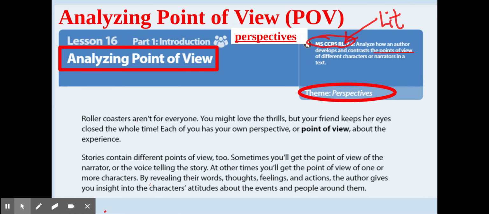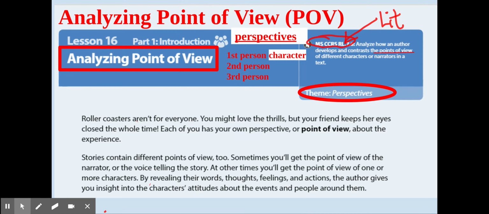Perspectives. We have three main perspectives when we deal with point of view. We have first, second, and third, and a lot of us are familiar with those. First person, we're talking about the character's perspective. They use lots of pronouns like I, me, my, we, us, mine, myself. That means the character in the story is the one actually telling the story. We get to hear a lot about what the character thinks and feels.